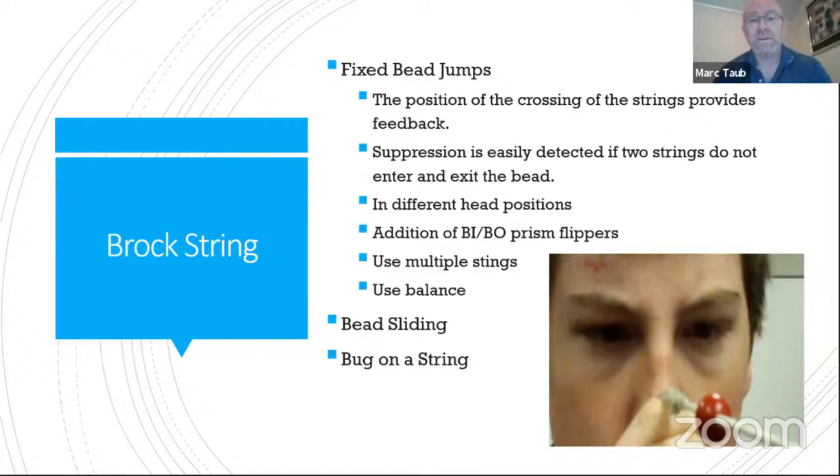The next step is bead sliding. So what I do is I will slowly start to bring that bead closer, all the while asking for feedback. The next activity is called bug on a string. So you've got three different beads at different distances, and they're imagining a small bug crawling on that string as it gets closer and further away. And it's that fine coordination, that fine vergence movements that are very challenging.